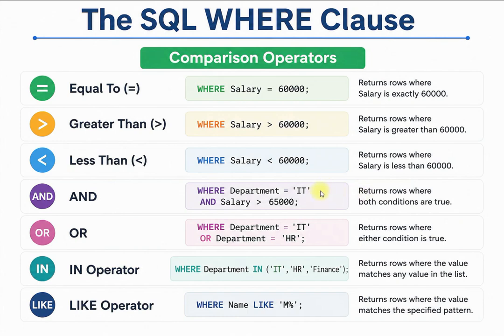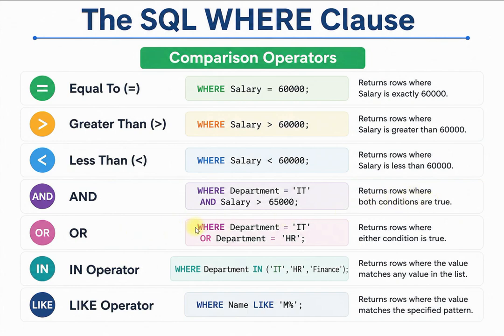So when I say department is equal to IT and salary greater than 65,000, if a department does not belong to IT, but salary is greater than 65,000, that record is not shown. That employee will not come up because both the conditions in the WHERE clause have to be true if you are putting the AND operator. So it returns rows where both conditions are true.